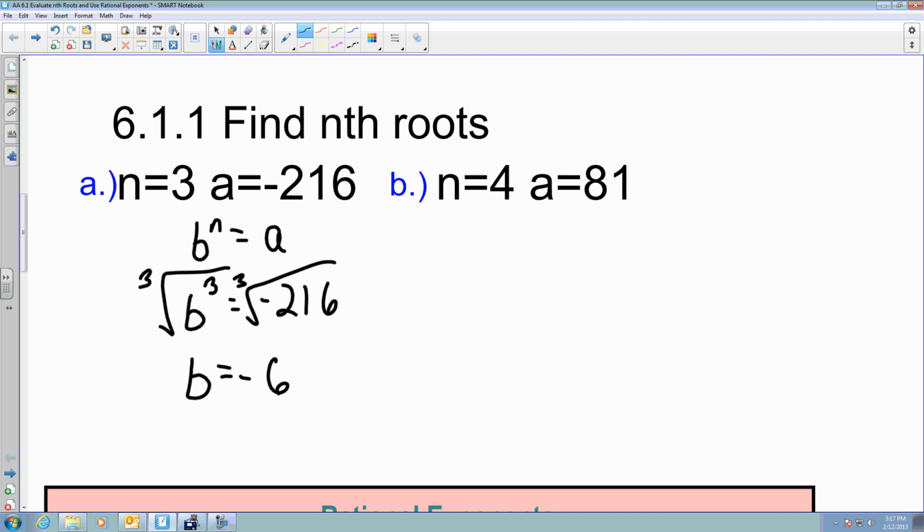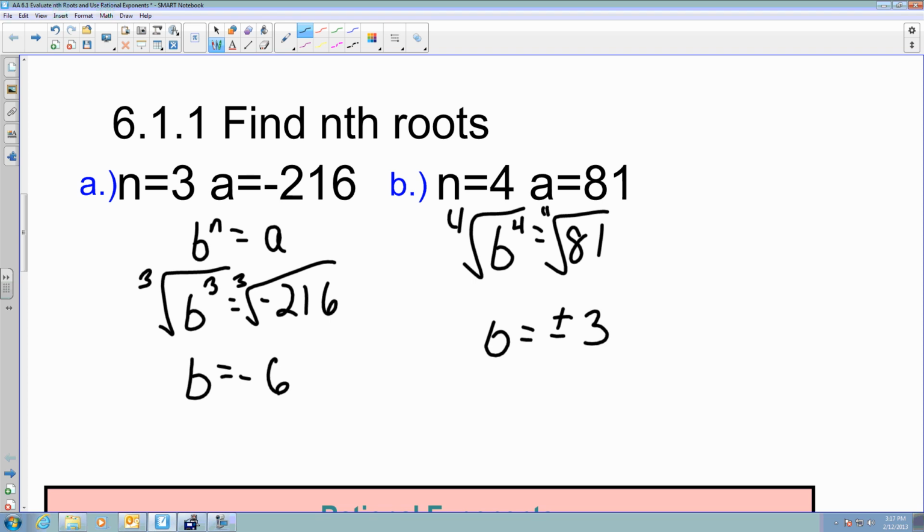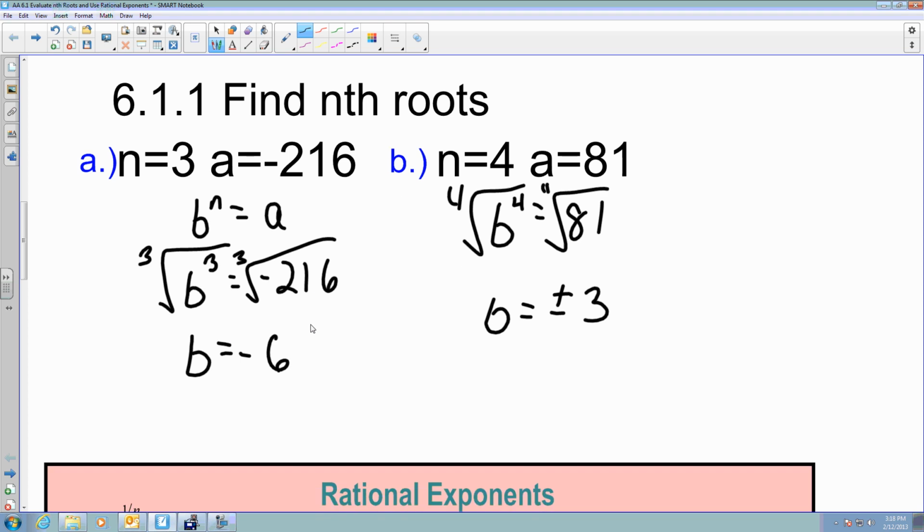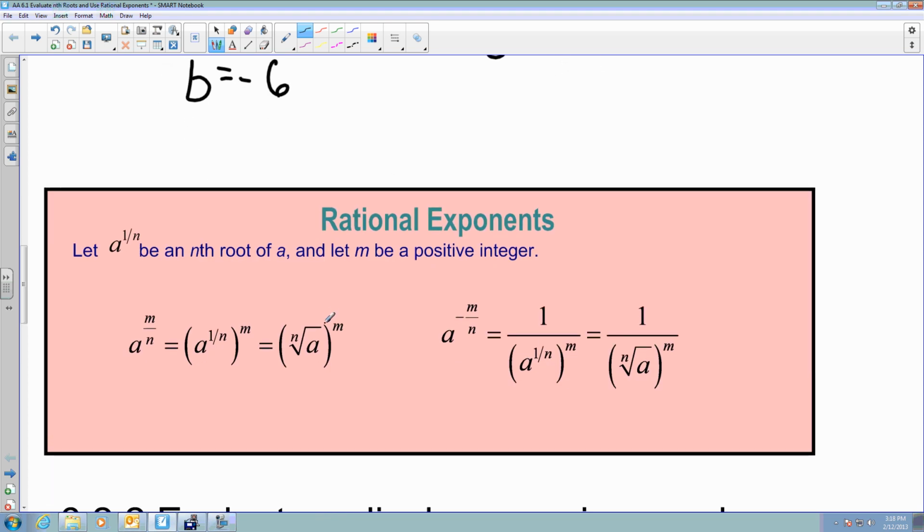So I'm going to say b to the fourth power equals 81. Here I'm going to take the fourth root because it's to the fourth power. And b equals, now because our exponent n is even, I have to say plus or minus, and this is 3. So the fourth root of 81 is plus or minus 3. This validates the point I was making earlier.